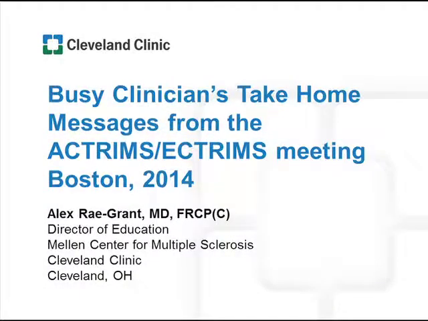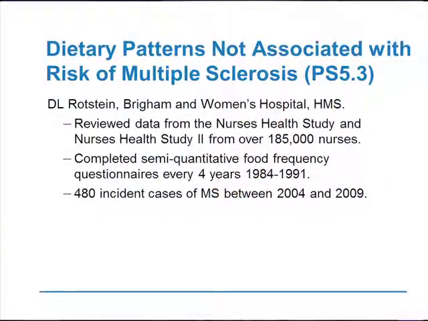So I'll be talking a bit about some of the other abstracts from the ACTRIMS meeting and really things that maybe had a take-home point for busy clinicians. And the first one was on dietary patterns. And I think this is very interesting work. We all get asked by our patients about diet. It's one of the first questions they ask us. And so this really looked at dietary patterns that didn't seem to be associated with risk of MS.